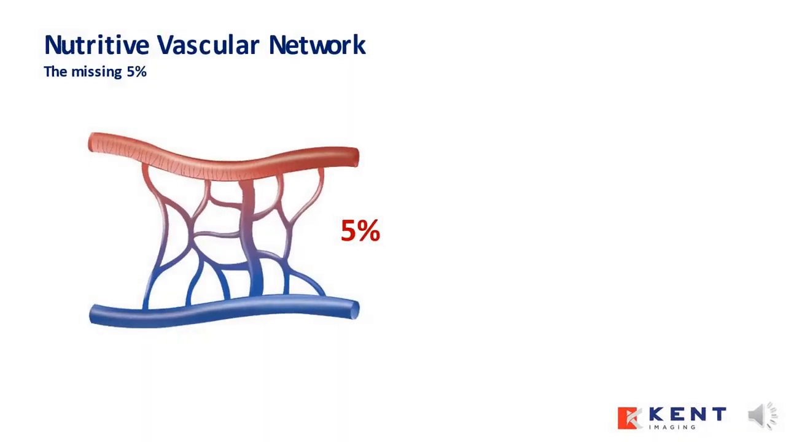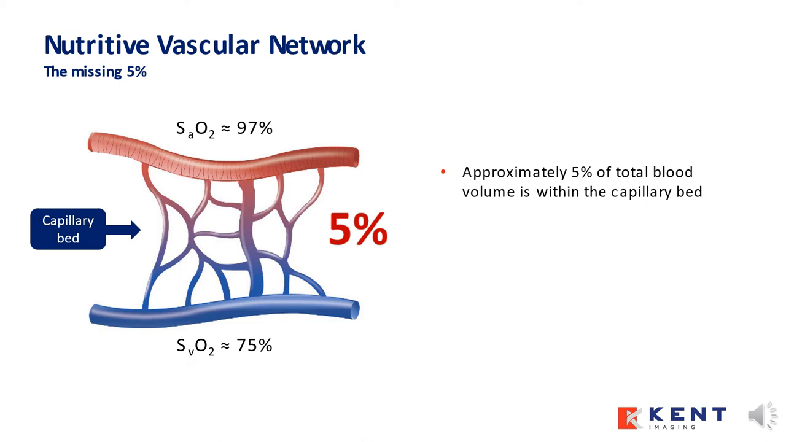The capillary beds between the arterial supply and the venous return contain approximately 5% of our total blood volume. It is in these capillaries where gas, nutrient, and waste exchange occur between the cells and the bloodstream.